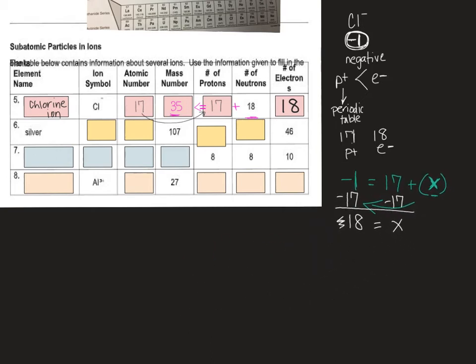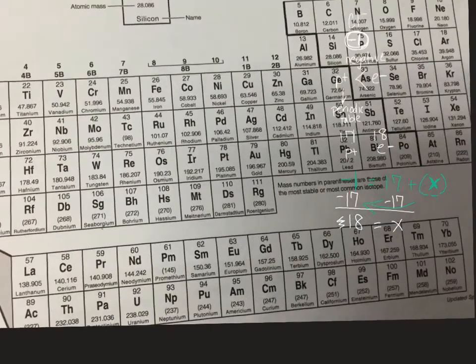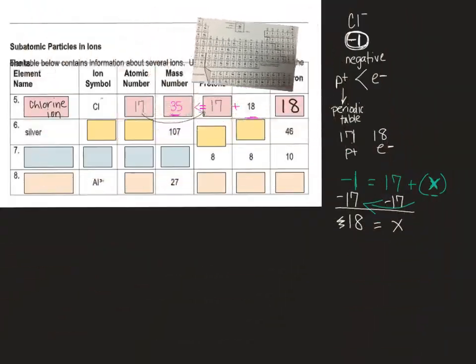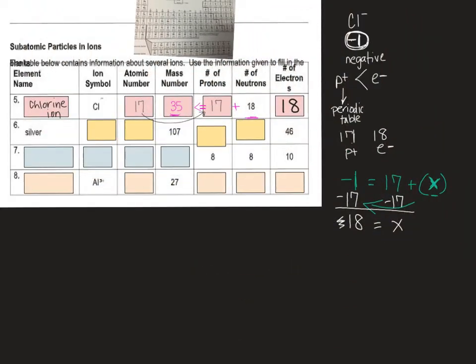So let's do another example on this page. So silver. For silver, our ion symbol, we have to go look at our periodic table and see what silver looks like. Silver is Ag, so I'm going to go ahead and put Ag. We don't have enough information yet to have our charge on there, so we're going to leave that blank for now. We'll come back to it. This will be the last thing that we handle.